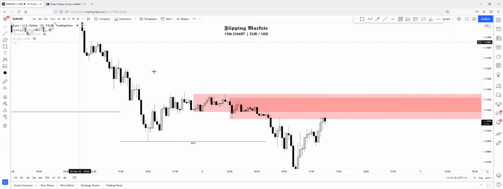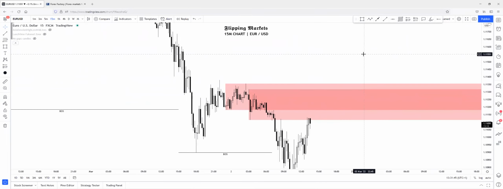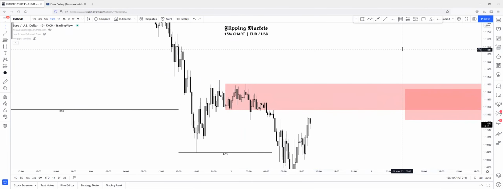So both of the 4-hour supply zones have been marked out. As you can see, let me just see the first one. Inside of the first one, there's no clear 15-minute supply zone that has been formed. So basically, there's no clear supply zone. As you can see, all of the price action has been mitigated. This supply zone has been mitigated. This supply zone has been mitigated. This supply zone has not been mitigated, but it did not break any structure. As you can see, this is the last structural low point.